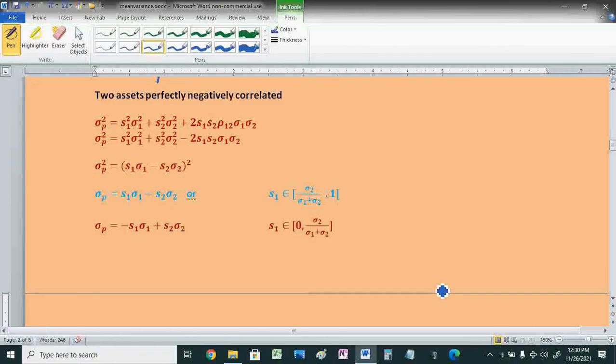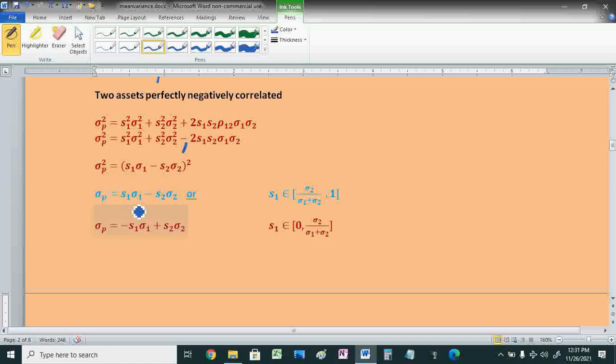Next, let us look into the possibility where rho 1 2 is equal to -1, so that the returns on the two assets are perfectly negatively correlated. Because of this we get a minus sign now here, and as a result we can use the a minus b whole square formula to write down the equation for variance. Then when we want to find the standard deviation we need to take the square root on both sides, and when we do that we obtain these two roots.